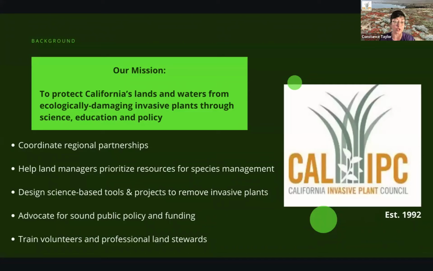We design science-based tools and projects to help remove invasive plants. And the tools and projects are going to be some of the main things that we're going over today. We advocate for sound public policy and funding.